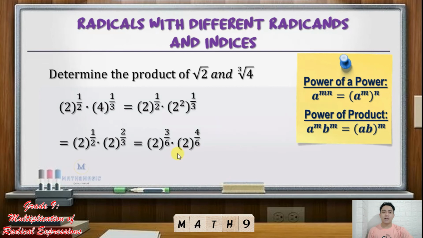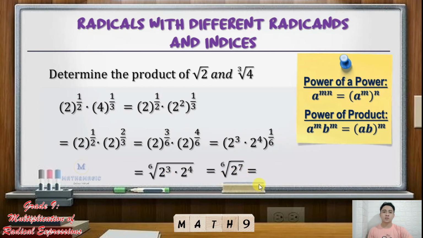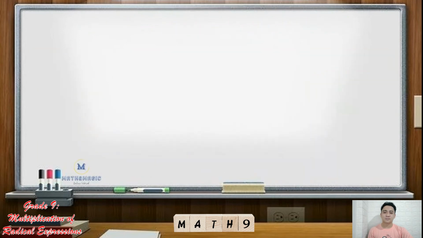Here we may factor out 1/6 in the fractional exponents. Thus, this can be written as quantity 2 cubed times 2 raised to 4 all raised to 1/6. Applying the power of a product rule, we will add the exponents 3 and 4. The sum is 7. Hence, this will be equal to 6th root of 2 raised to 7 or 2 times 6th root of 2.